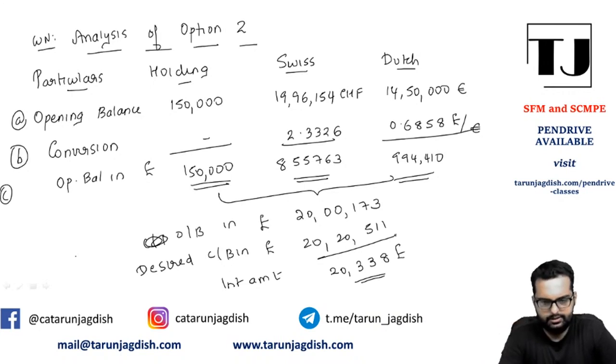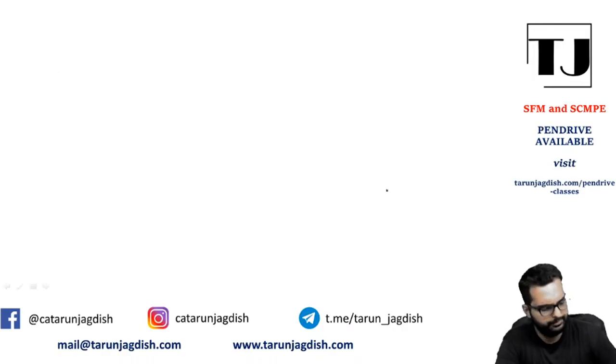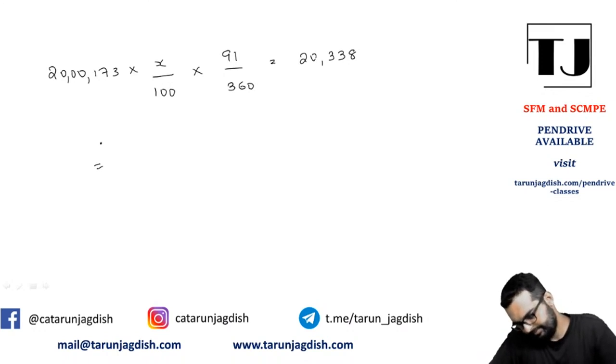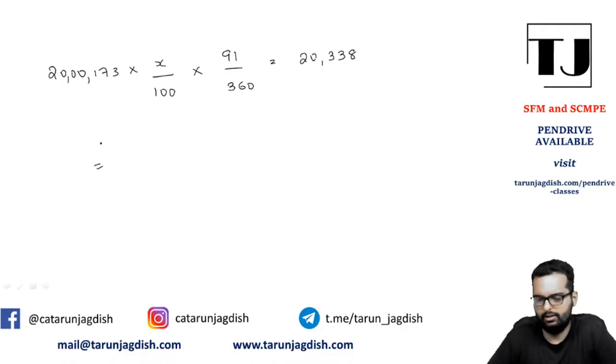Sriram is done. Rajesh is done. Excellent speed. Can I go to the next part now? Okay. So once you get this amount, we need to find out what is going to be the effective interest rate. The formula for that would be 20,00,173 into x by 100 into 91 by 360 should give you the answer as 20,338. Please do a backward working and tell me what is the effective interest rate that you get over there. Put in the chat box whatever is the answer for this one.